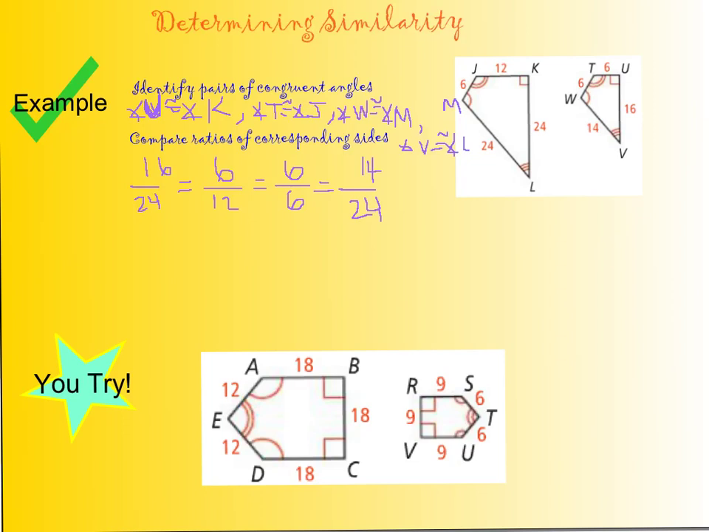Okay, so right away I see something's wrong. I don't even really have to reduce. All I have to do is think in my brain, because I know 6 over 12 reduces to 1/2, and 6 over 6 is clearly 1. So obviously these are not similar figures, because my ratios right off the bat, I know I don't have something that's similar. As well as here, 16 over 24 and 14 over 24 are clearly not going to reduce to the same thing. So I can say that these are not similar figures.